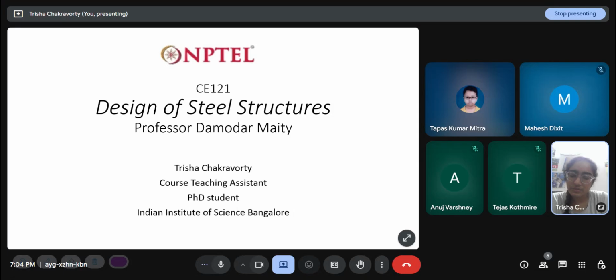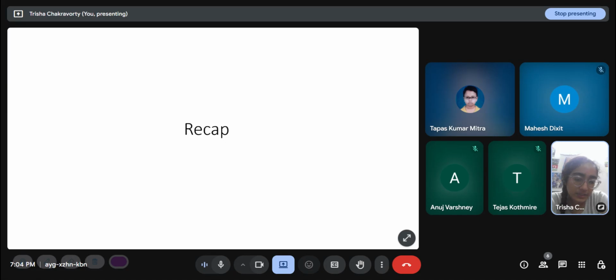And today's topic is mainly going to be weld design because we have looked at bolt design in the previous class, and connection design as a whole is a very important topic. I'll start with a brief recap.